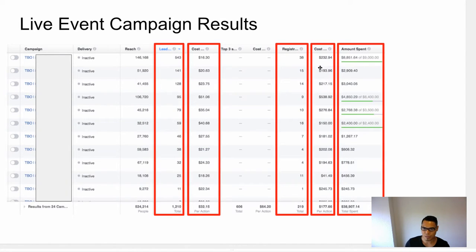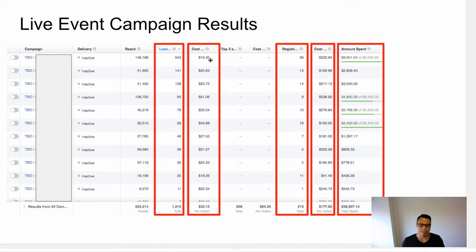That's the cost per registration in the next column, and the last column is the total amount spent. If we break it down, for the first line, this specific campaign, we spent $8,851 in total and we got 543 leads. Out of the 543 leads, it converted into 38 event registrations. The cost per lead is $16.30.